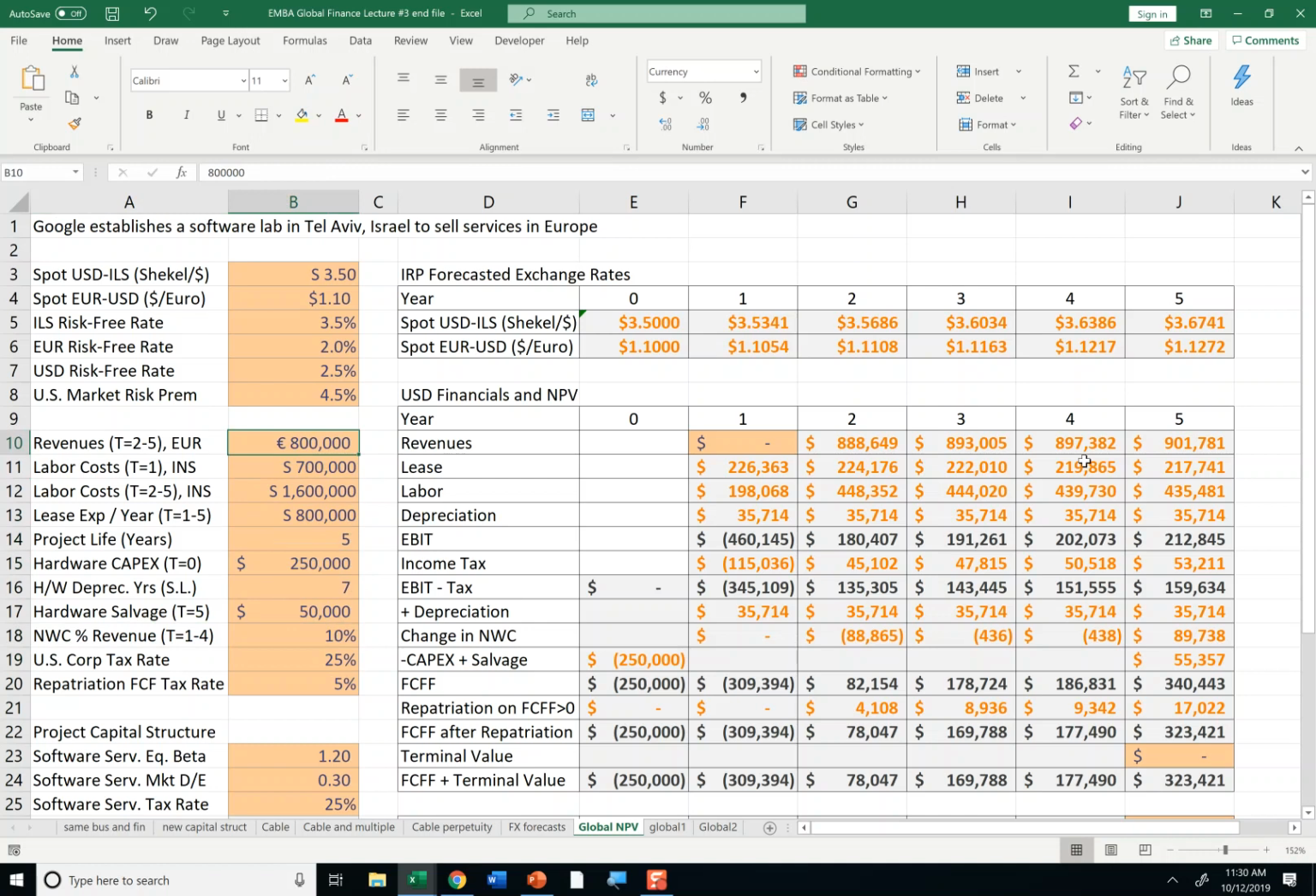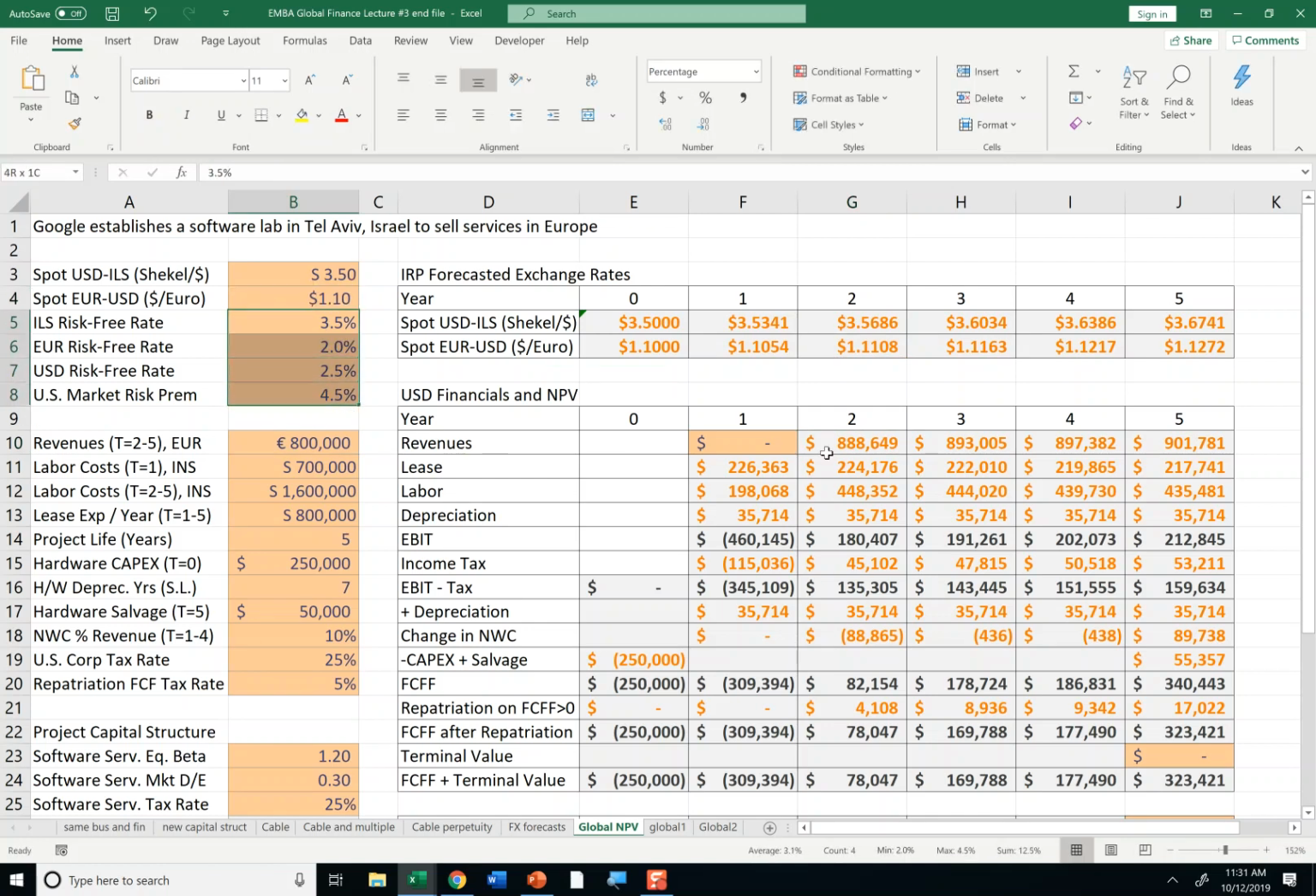So if I want to calculate the cash flows of a foreign venture, the first thing I want to focus on is getting all the currencies back to dollars. So my revenue, we'll start at the top line of the income statement. My revenue is 800,000 euros 2 years from now. Again, it's a lab in Tel Aviv that services Europe. So 800,000 euros. I'm only given the spot price of the euro, which is $1.10.